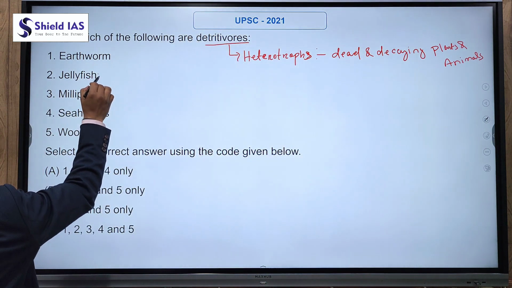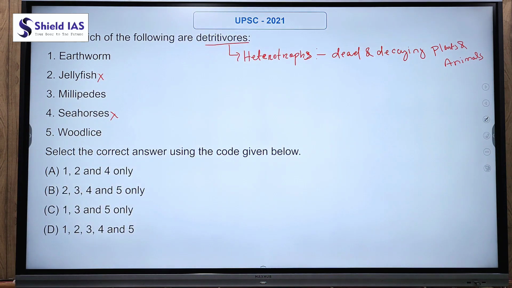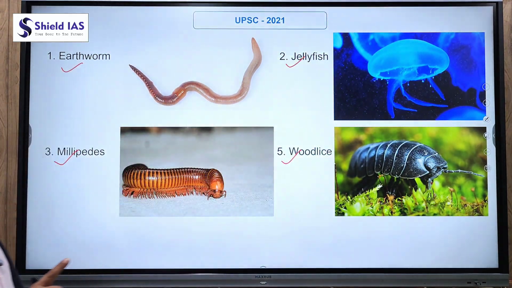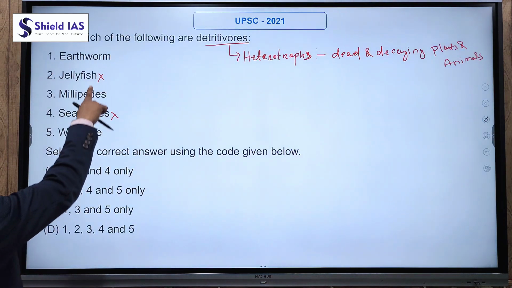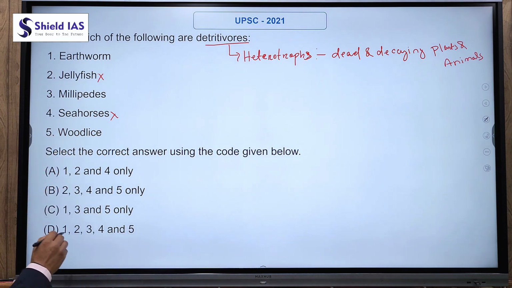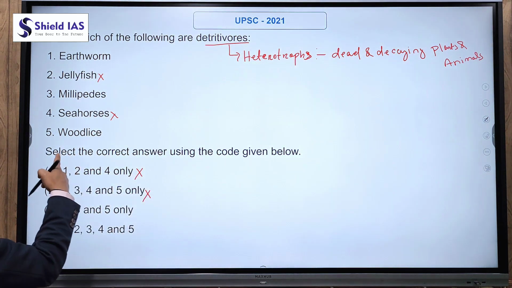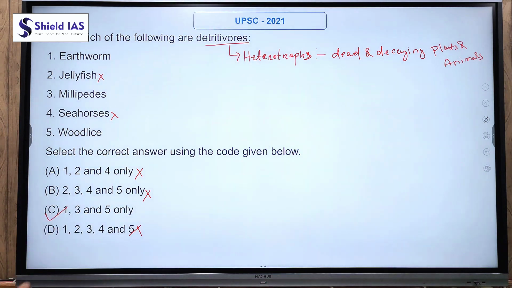Why? Jellyfish and seahorses are primary carnivores. So we can eliminate seahorses and jellyfish. Options 2 and 4: 4 is eliminated, then 2 is also eliminated. So only one option is remaining, that is C: earthworm, millipedes and woodlice. Next, move to the next question.